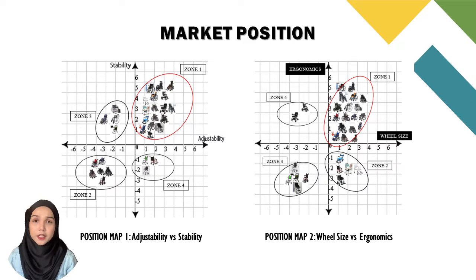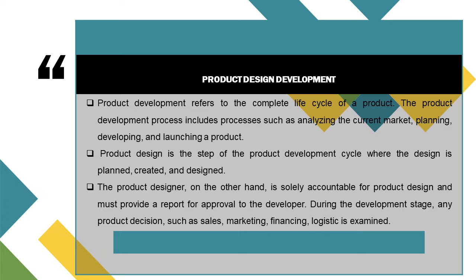They are divided into 4 zones, where the first zone states that most wheelchairs are manual wheelchairs with a common function. The position map 2 is about comparison between wheel size and ergonomy. So basically zone 1 states that the wheelchair is suitable for outdoor use with a big wheel that is easy for propelling.